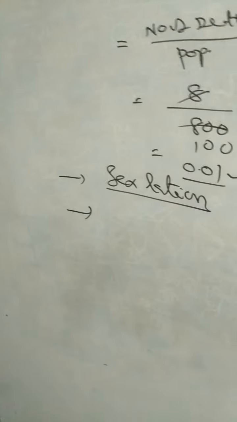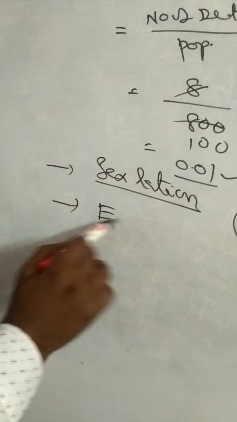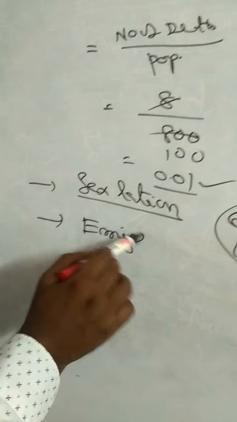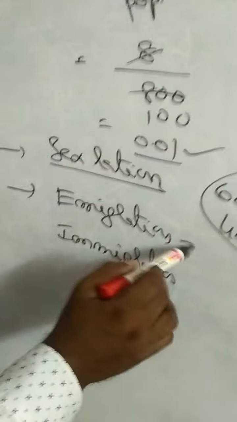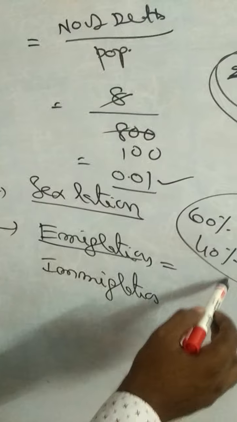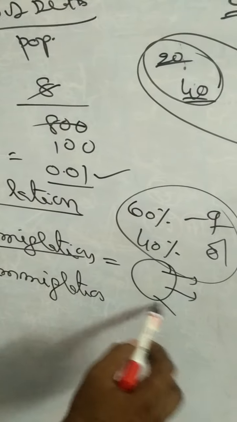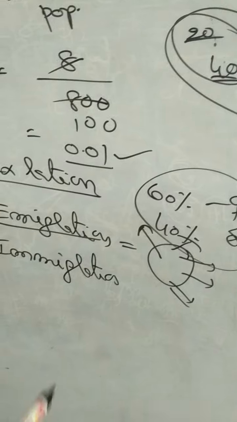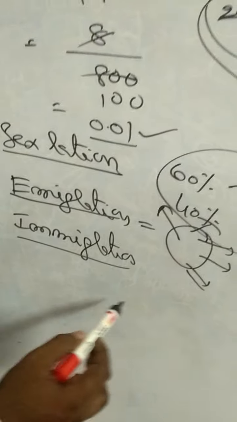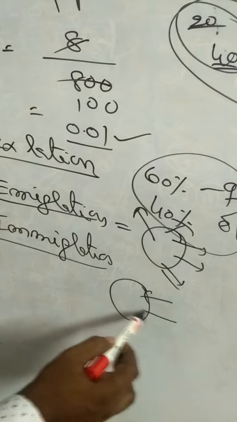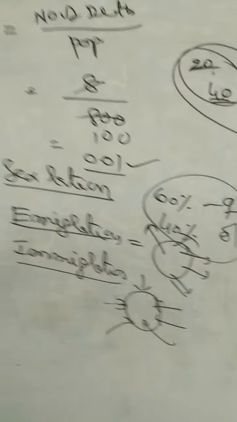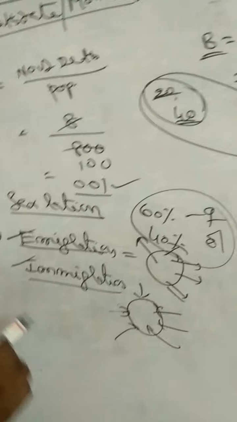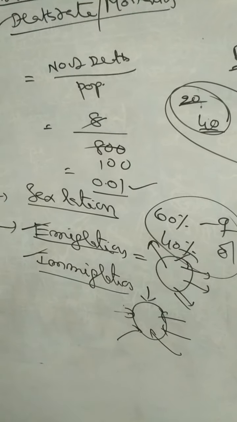Next, coming to emigration and immigration. What is emigration? The number of individuals that go outside the population, that means outgoing. When individuals or new individuals enter into the population, it is immigration. Emigration and immigration also affect the density of the population.